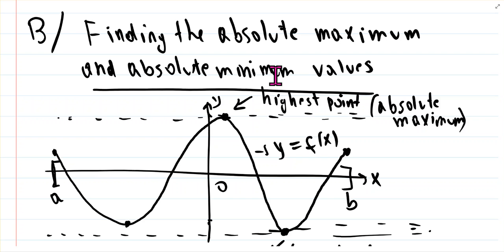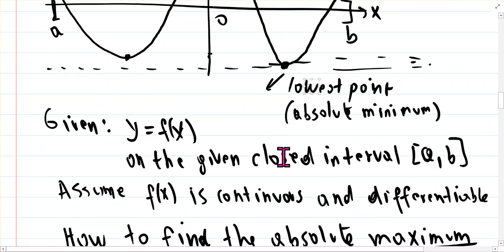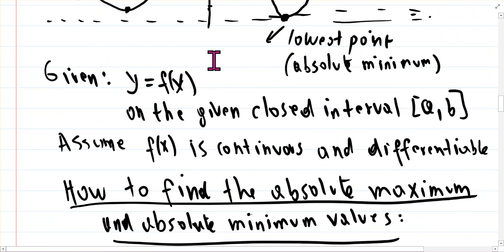Hello, this video is about finding the absolute maximum and absolute minimum values of a given function f of x. So what is the absolute maximum? It is the highest point that you can have on a given curve. The minimum is the lowest point on a curve. So the smallest point on the curve is the absolute minimum. Now this video is about finding the absolute maximum value and absolute minimum value.